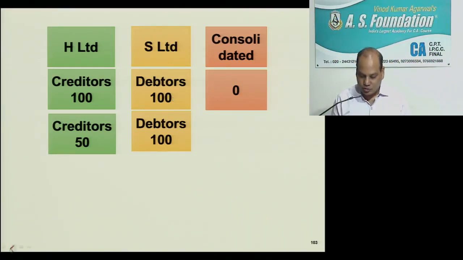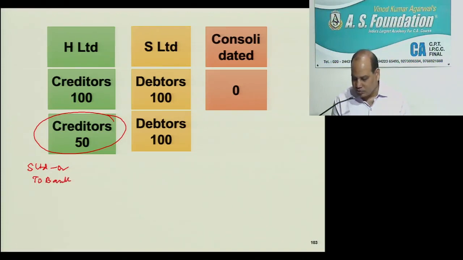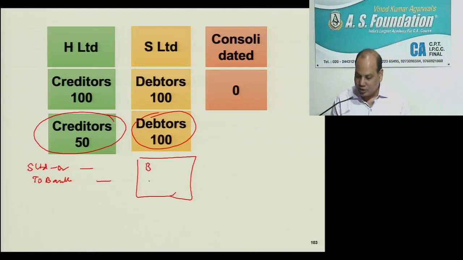Okay. So what entry has this company passed? S Limited account debit to bank account, being payment made through check. This party S has not yet received the check, only till 5th of April. They have not passed the entry. They should have passed this entry, bank account debit to H, but they have not passed this entry. Why? They have not received the payment till 31st March.